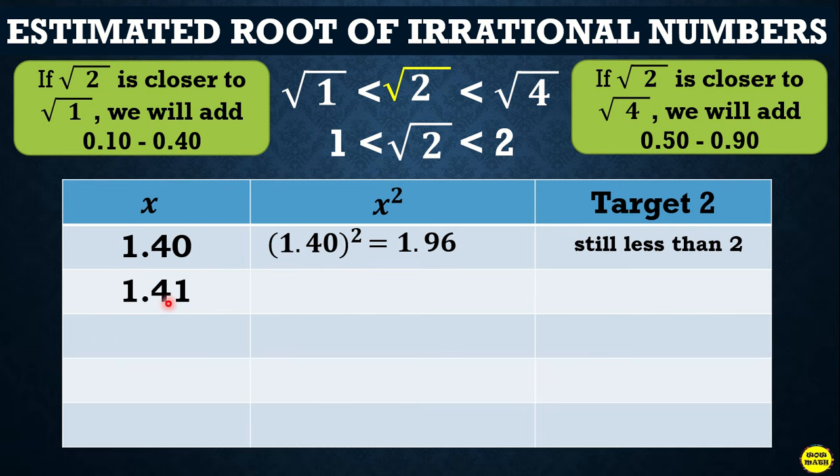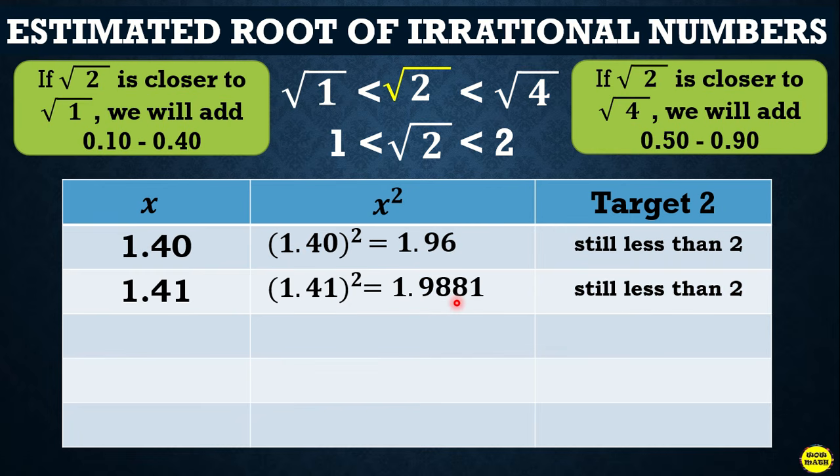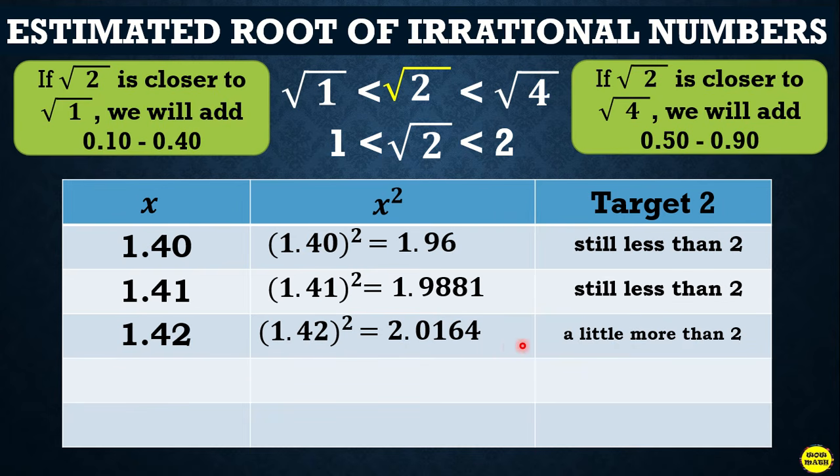So, let us try 1.41. Okay, so taas natin ng konti. So, square natin si 1.41. Pag minultiply natin to by itself, the result or the product will be 1.9881. And that is still less than 2. Okay, so let us try 1.42. So if we will be squaring 1.42, then we will have 2.0164. And as you can see, this is already a little more than 2. Tumaas na siya. So ibig sabihin, dito lang tayo. Okay, so balik tayo sa 1.41.